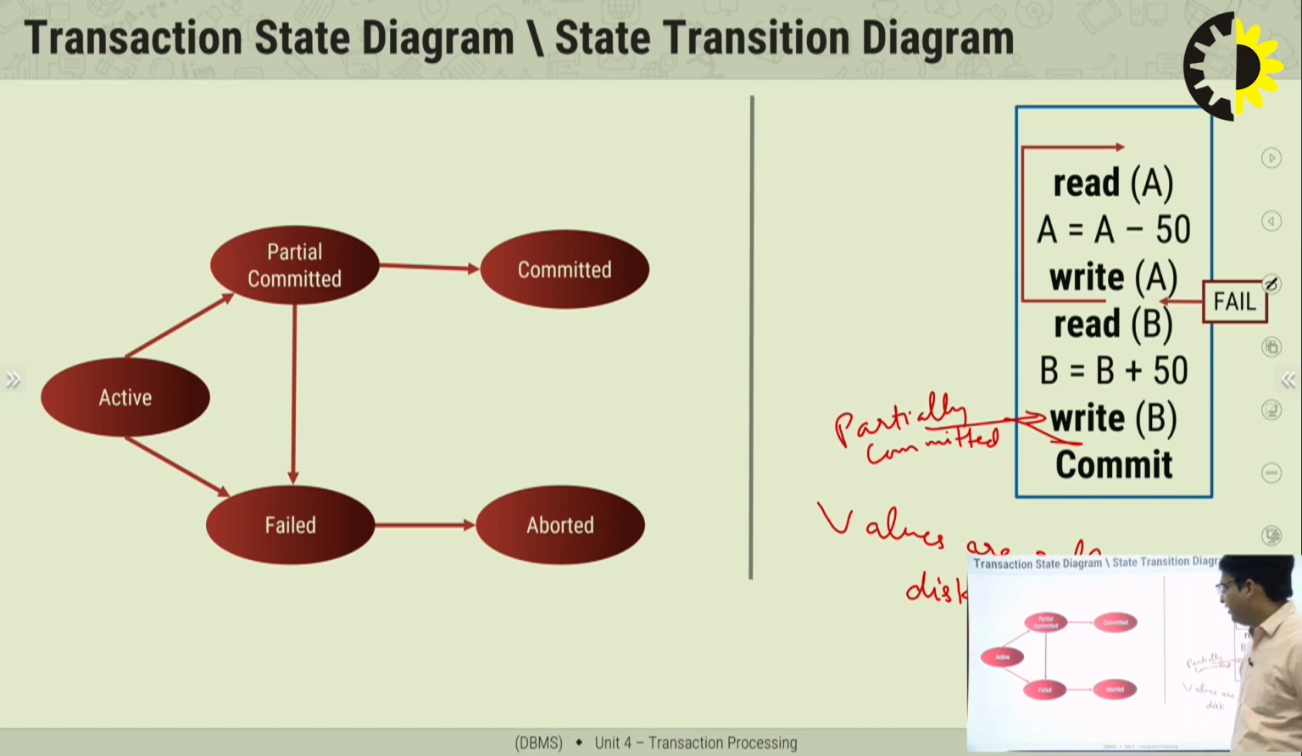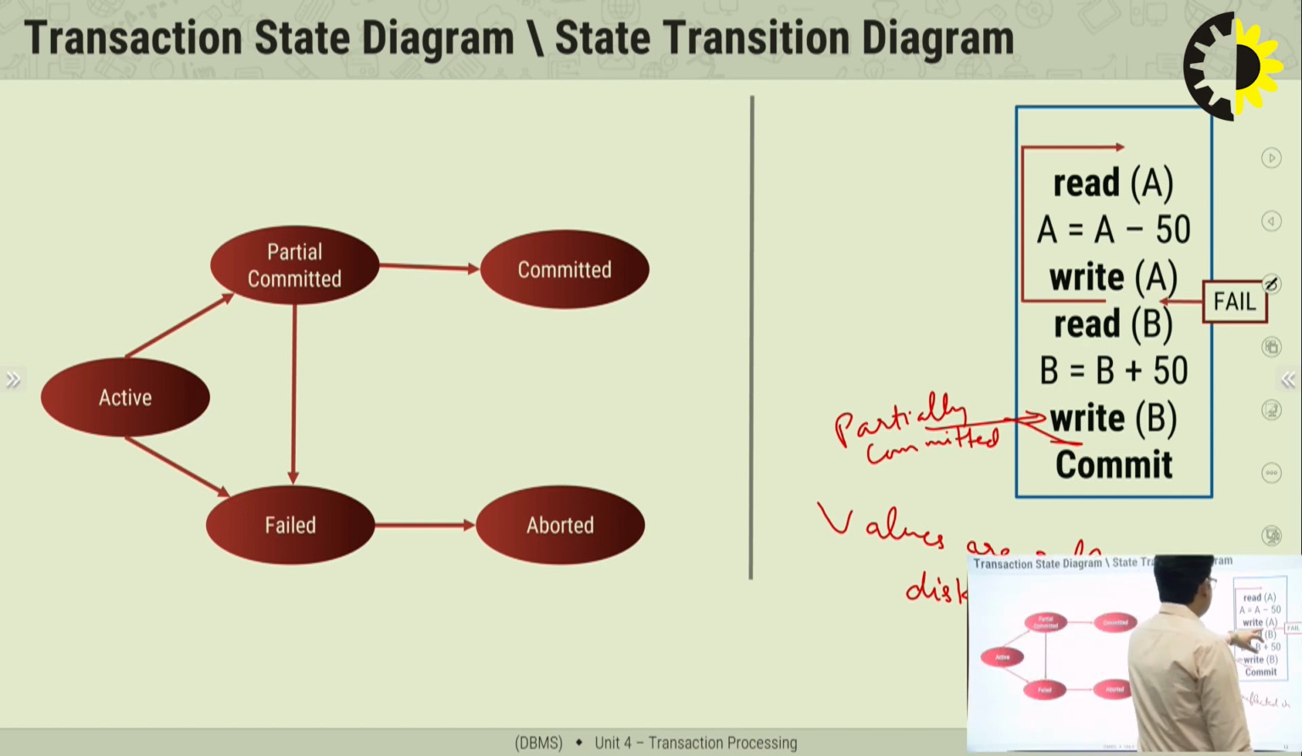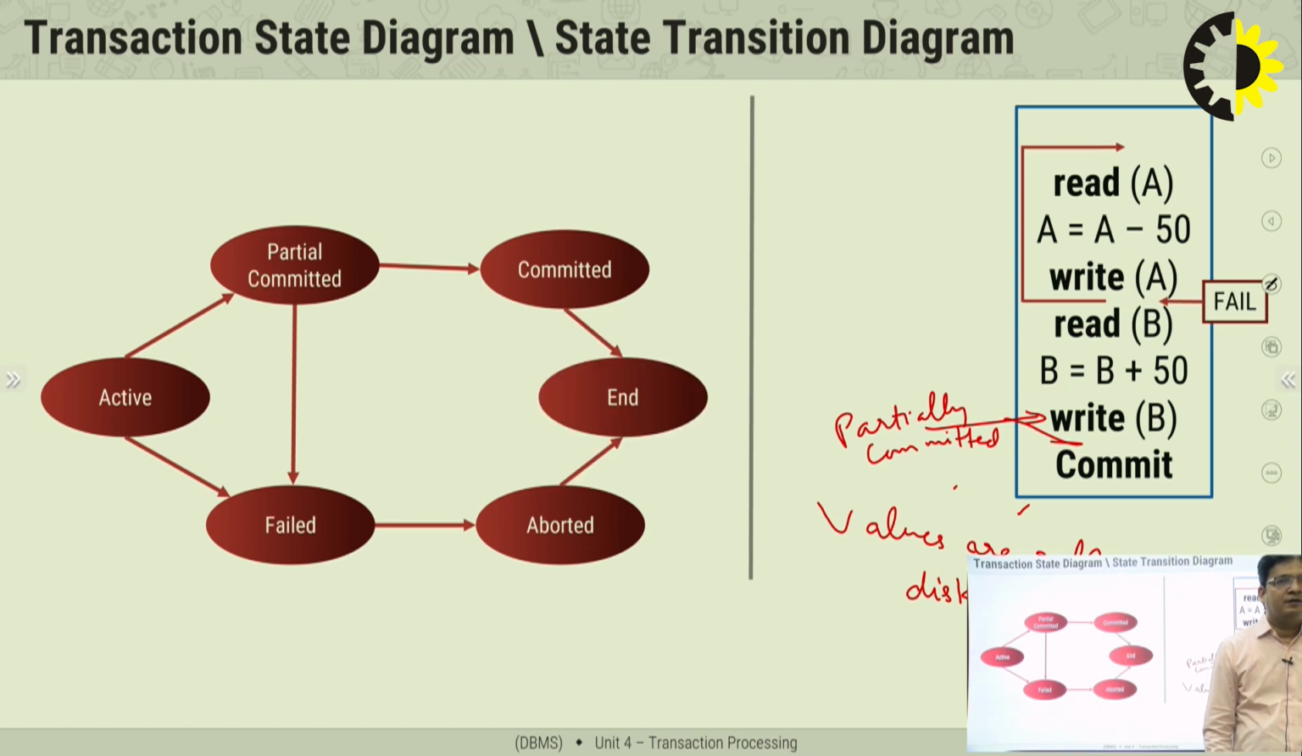Now, the failed state can arrive directly from the active state or from the partially committed state. Suppose the transaction fails here, then it will jump directly to the failed state from the active state. Or, after the execution of the last line, the transaction fails, then it will jump from the partially committed to the failed state.